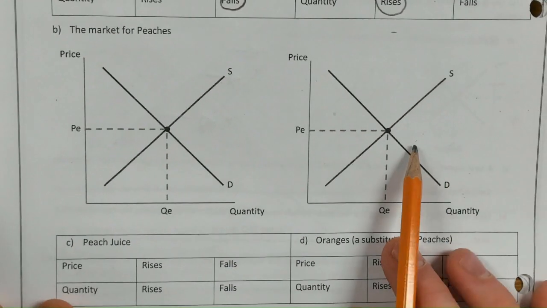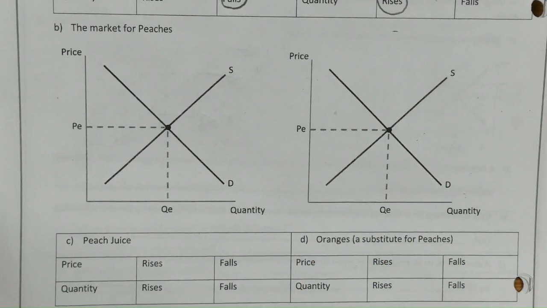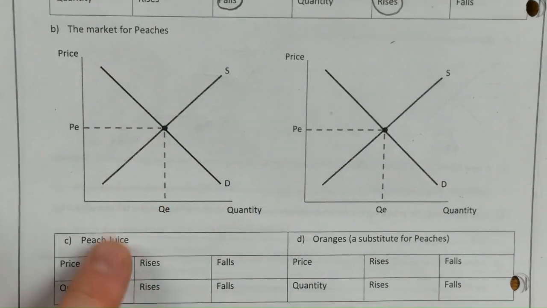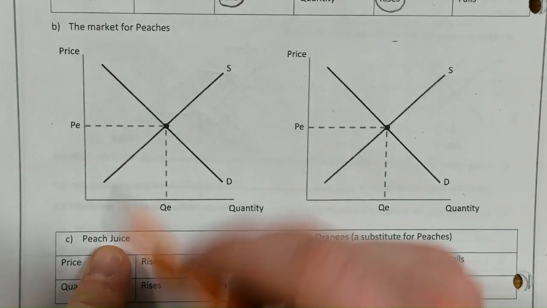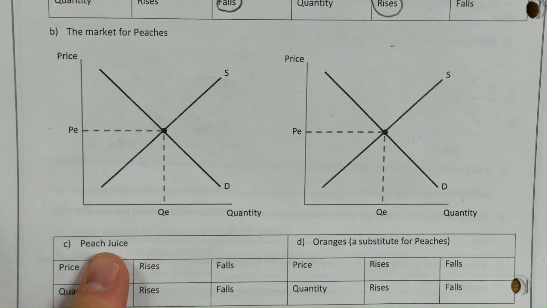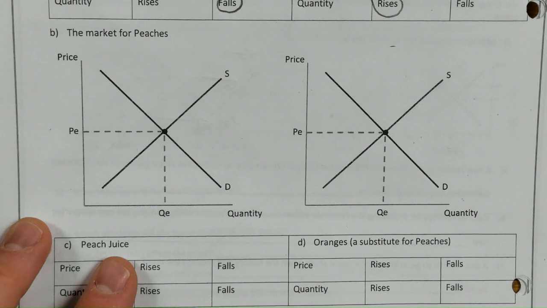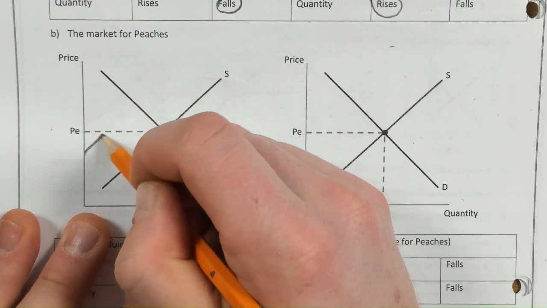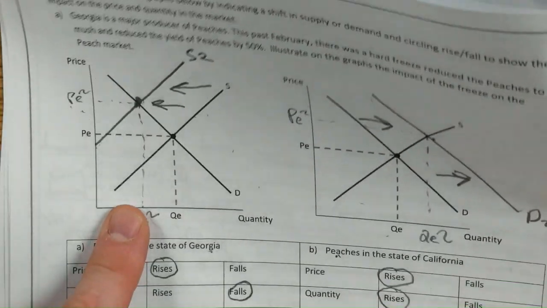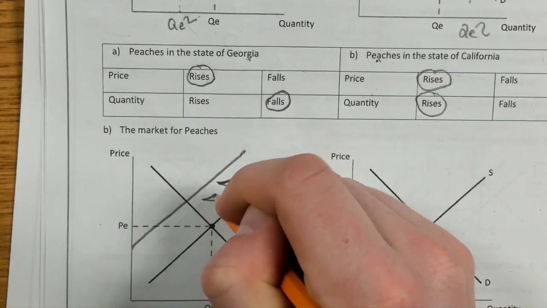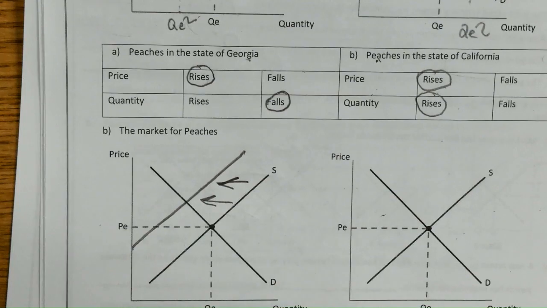So peach juice needs peaches. Peaches is an input price into peach juice. The cost of peaches is going to affect the cost of peach juice. So an increase in the cost of an input price is going to affect the supply curve. It's going to shift the supply curve to the left. So similarly to how it shifted our peaches in the state of Georgia to the left, it is also going to shift our supply curve for peach juice to the left.